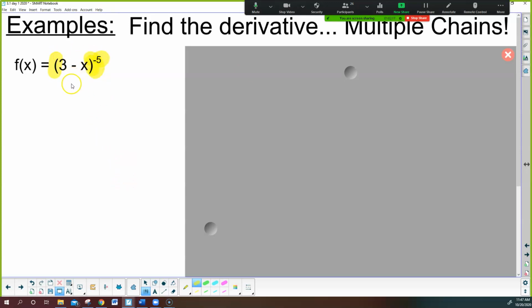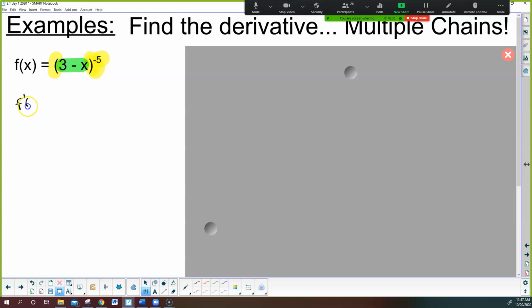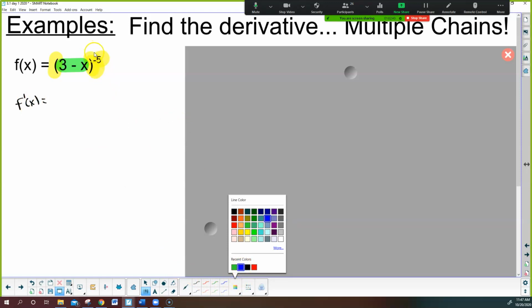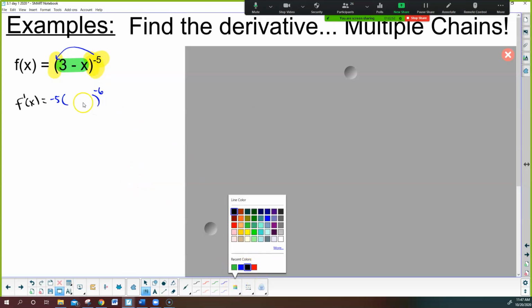That's just a power rule. So we have an outside function, and then we have just a regular inside function. Nothing crazy right there. So we're going to take the derivative of the outside, which brings the -5 down in front. Now remember, we take one away, which gives me a -6 up here. And then we're going to keep the inside.